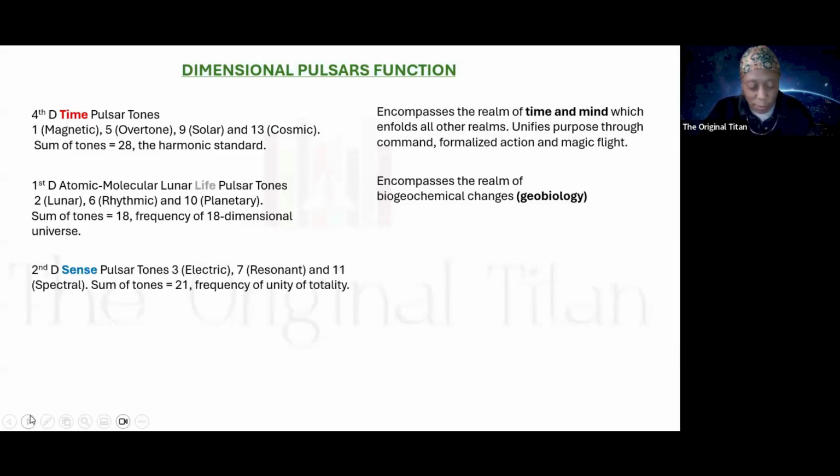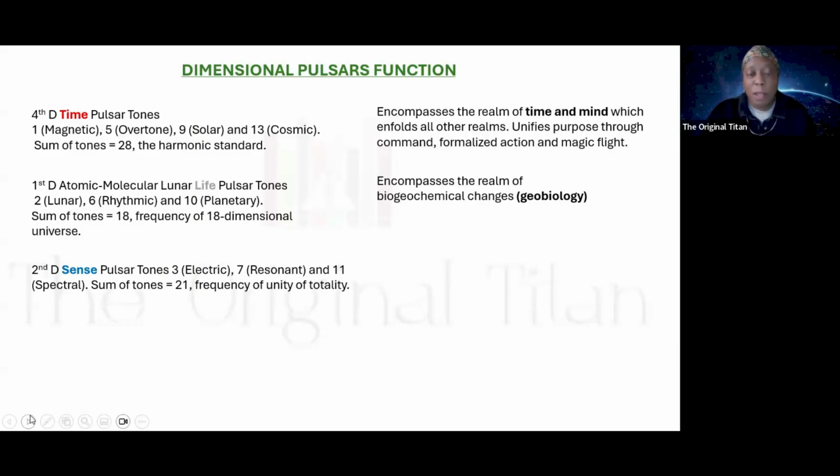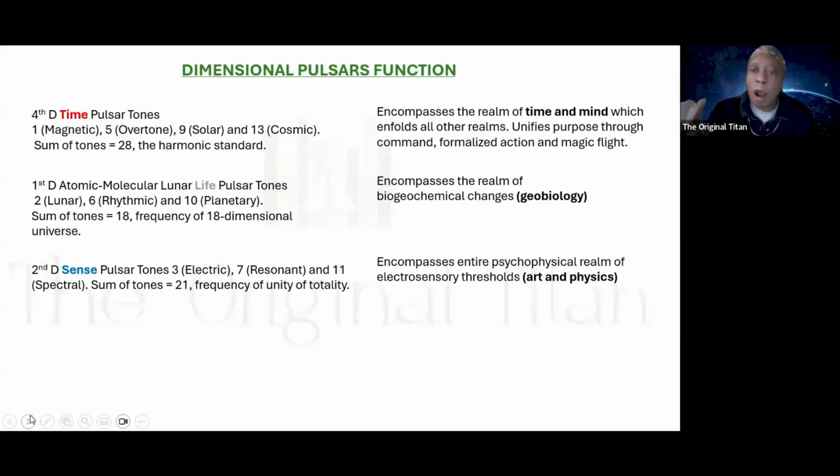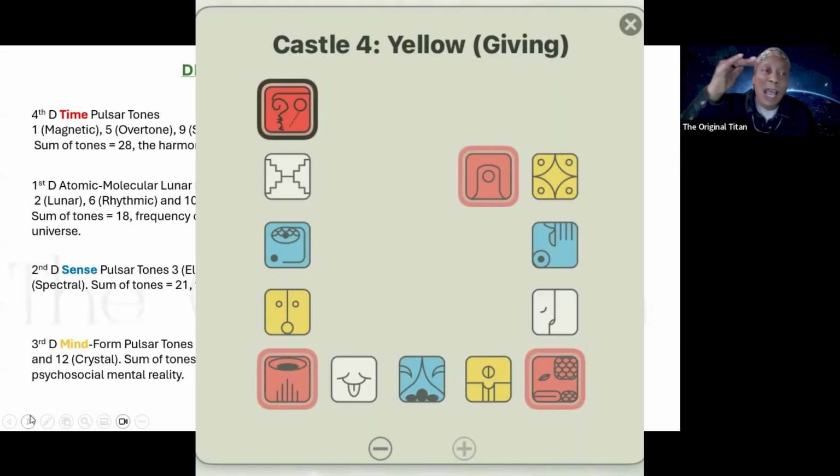Now we go to sense. The second time dimension, which is 3, electric, resonant 7, spectral 11, and those tones are going to add up to 21, the frequency of unity of totality. That's going to encompass the art and physics. Then we get to mind. So now we have time, life, sense, which was blue, and then mind, which is the yellow.